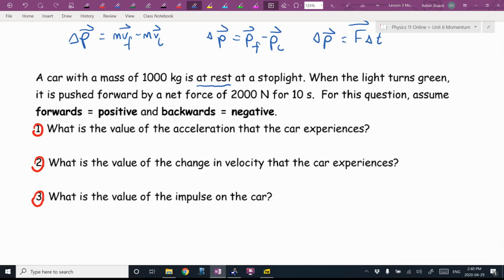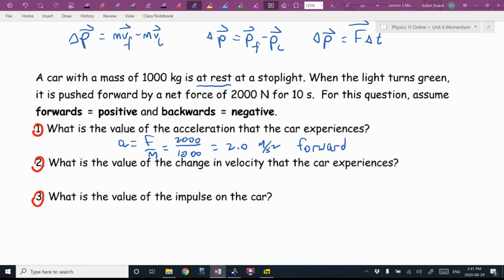Okay, first thing it wants is the acceleration. I think here I would just go a equals F over m. It's a net force, so I don't need to do a free body diagram. They did tell me the force, it's 2,000, and they did tell me the mass, it's 1,000. I can even do that in my head. The acceleration is 2.0 meters per second squared, forward if you want me to add a direction, although it just said the value. I'm not sure it wanted the direction.